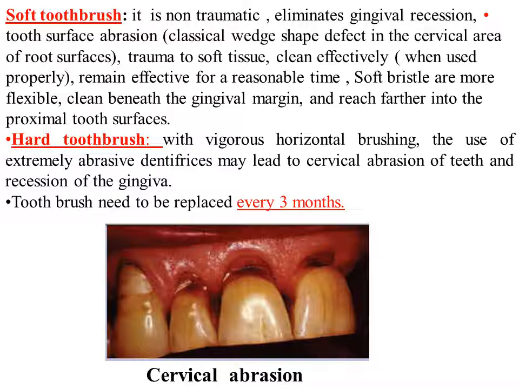Hard toothbrush with vigorous horizontal brushing. The use of extremely abrasive dentifrices may lead to cervical abrasion of the teeth and recession of the gingiva. A toothbrush needs to be replaced every 3 months. Here in this picture we see the cervical abrasion caused by vigorous toothbrushing.